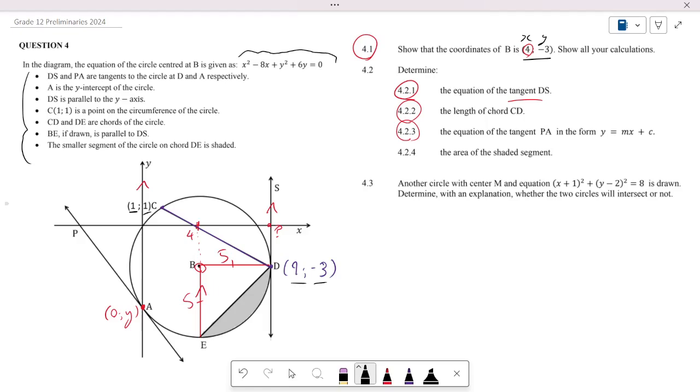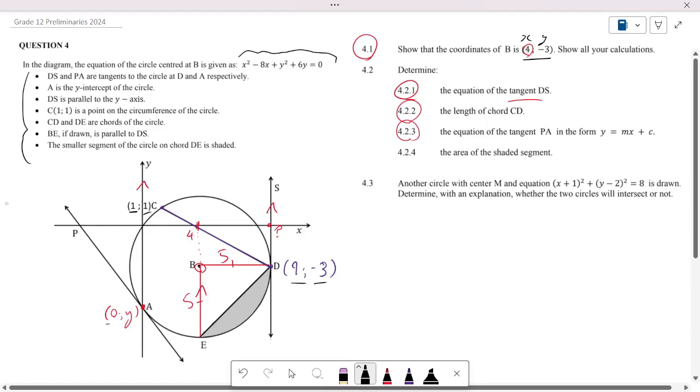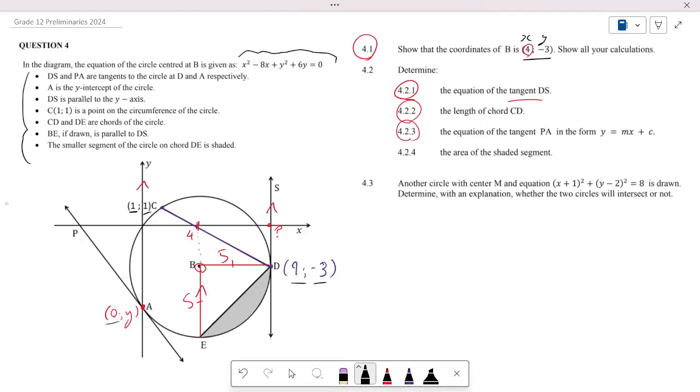So this is where this coordinate A came in clutch. Now we know exactly what the x value here is, and that is 0, because remember, it's a y-intercept. And any x value on the y-intercept will be equal to 0. So let's use this equation that we had. I'm just going to write 4.2.3. Cool. So we have x squared minus 8x plus y squared plus 6y equals 0. That is a y, sorry, my fault. So we're going to have a y over there.